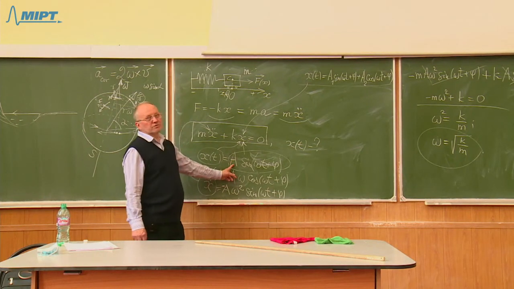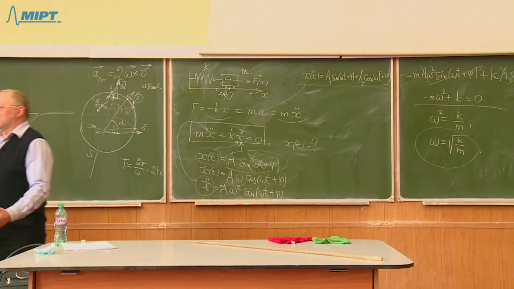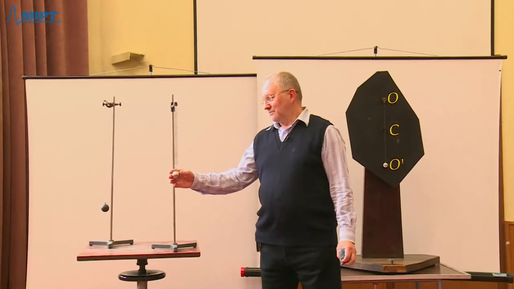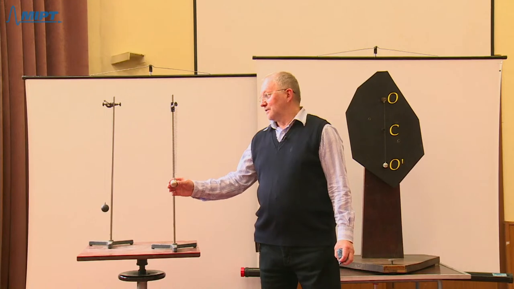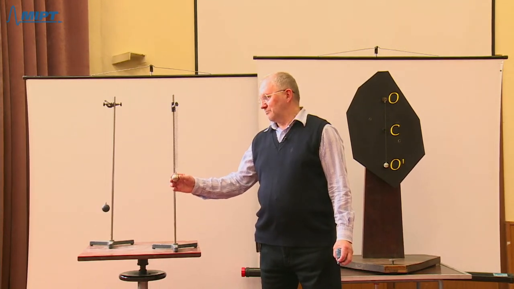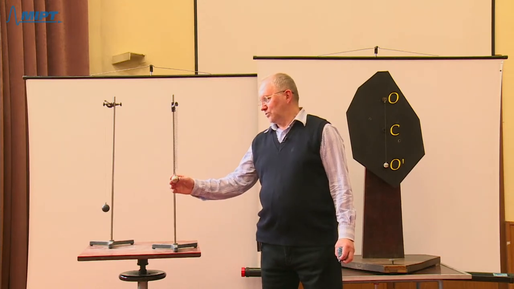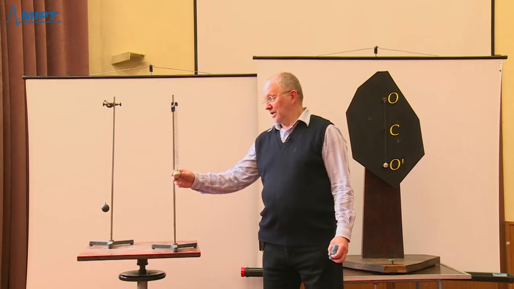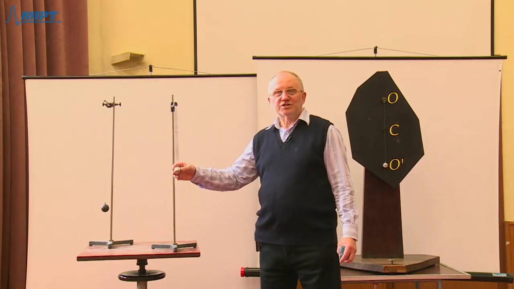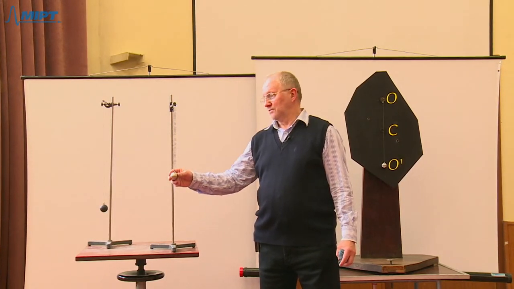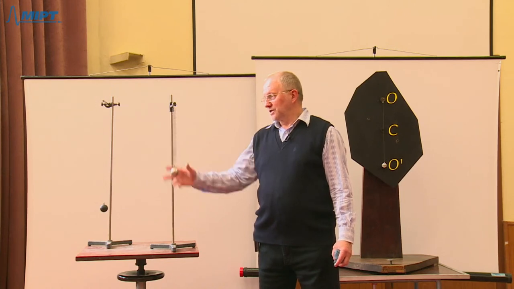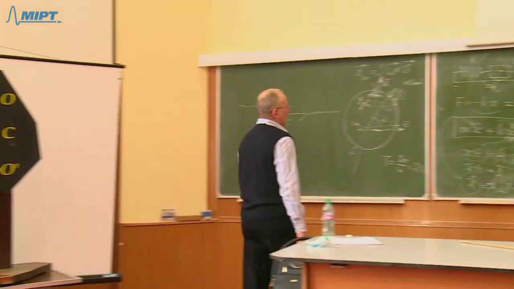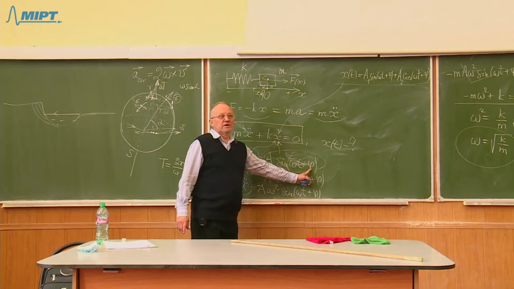For example, the amplitude will be defined by me. I define the amplitude, because when I start oscillations, I can start with a small amplitude, or I can pull the ball to a larger amplitude. So the amplitude is determined by an external actor which starts the oscillations. The amplitude is determined by initial conditions. Also the phase, the initial phase phi, is determined by initial conditions.